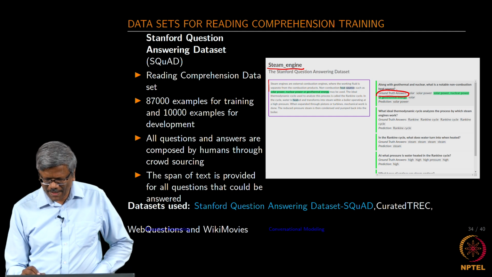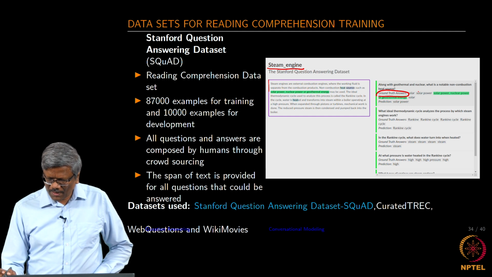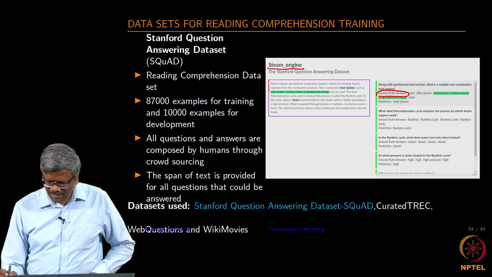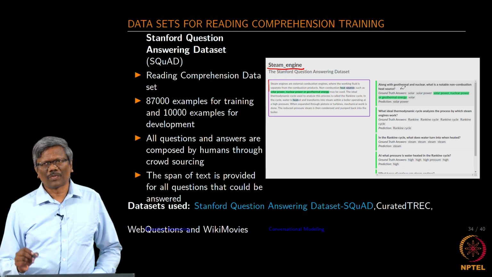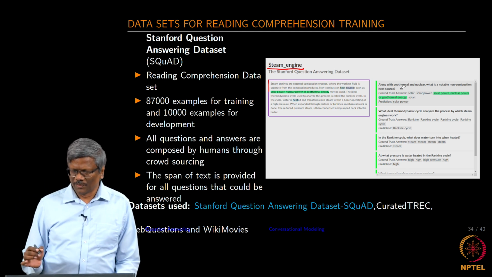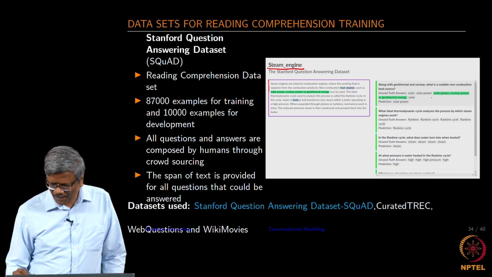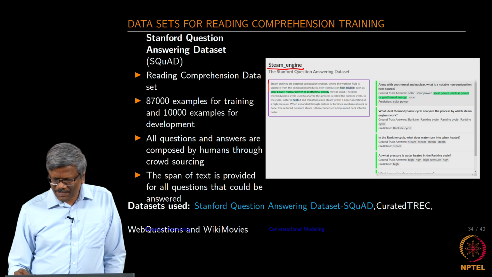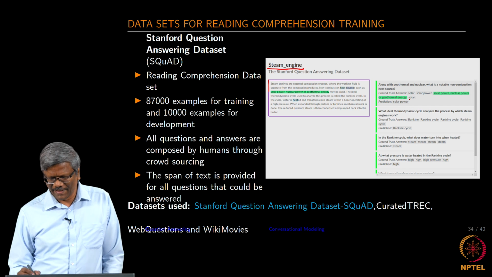So, the question would be, along with geothermal and nuclear, what is a notable non-combustion heat source? Okay. The answer is available as part of this paragraph, and the ground truth answers are provided by the human. They form the question and also provide the answer for that. That is what is used as the ground truth answer. They also provide the span of text, so where it starts and where it ends for each question.